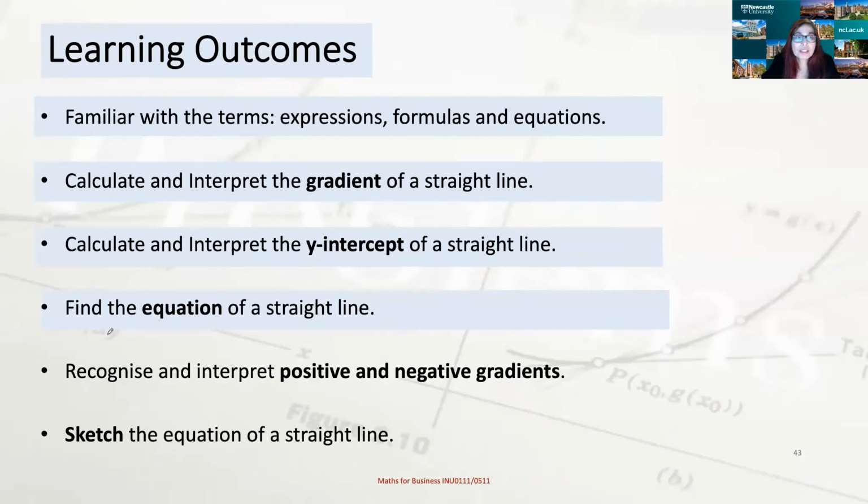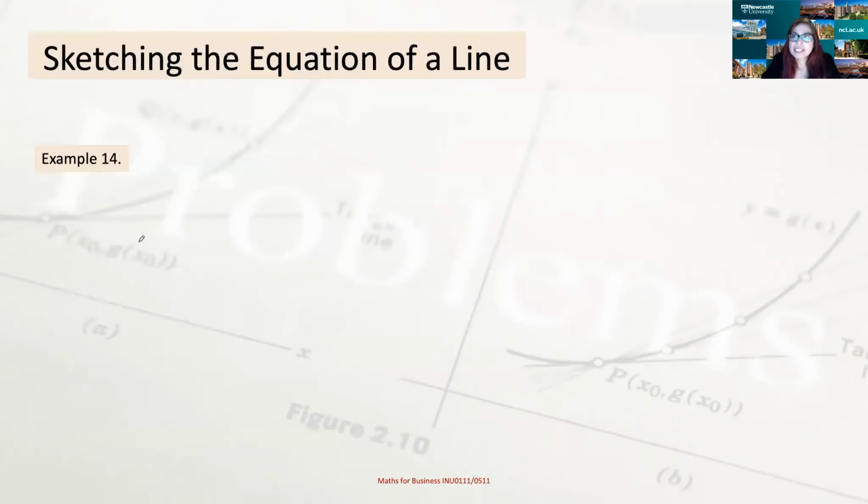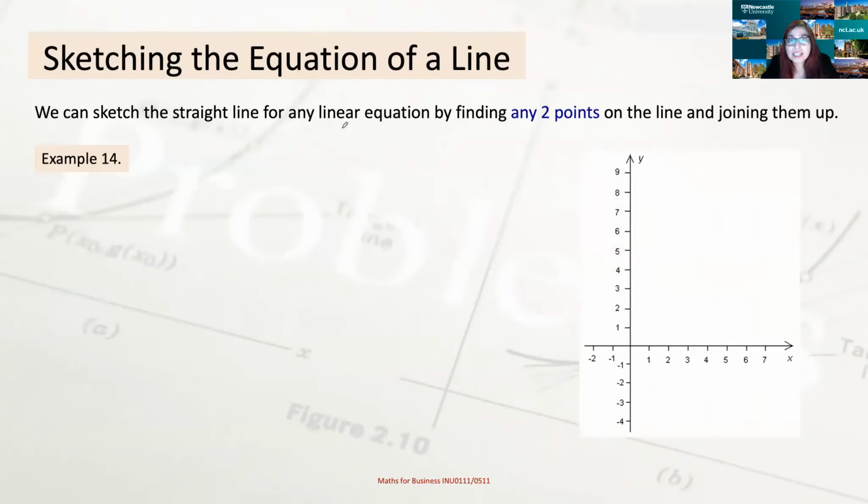Okay, now we know how to find the positive and negative gradient, and how to recognize and interpret it. Now let's see how to draw the equation of a straight line. Let's take an example. We can sketch the straight line of any linear equation by finding any 2 points on the line and just joining them. That's a simple way, isn't it?